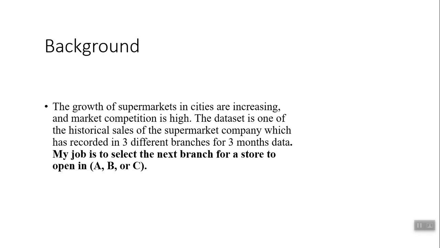All right, so the background of my project has to do with the growth of supermarkets in cities increasing and market competition being high. The data set that I'm going to be looking at is one of the historical sales of the supermarket company, which is recorded in 3 different branches for 3 months data. My job is to select the next branch for a store to open in, either branch A, branch B, or branch C.